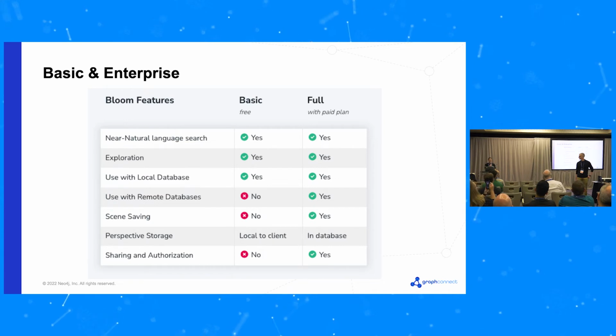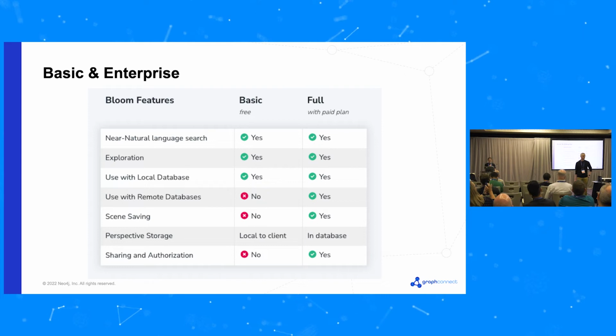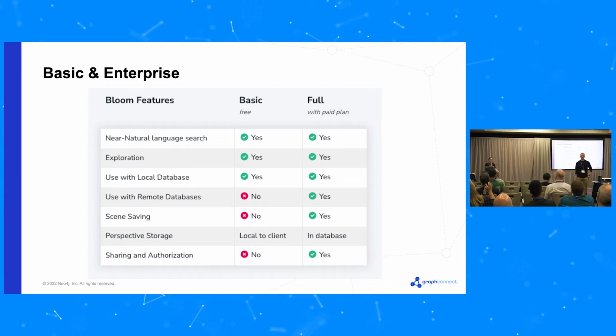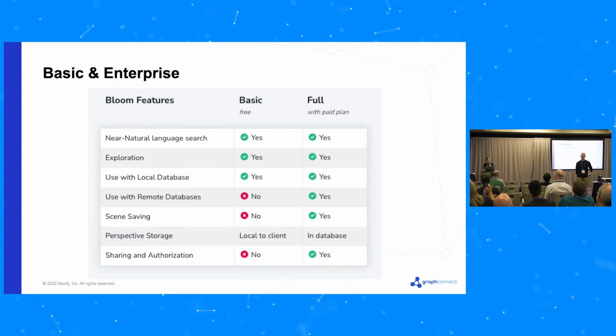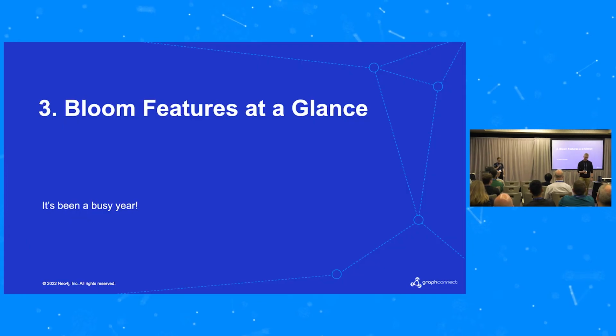So with full access, you can share perspectives and scenes to Neo4j roles. With basic, perspectives can only be shared by exporting and then re-importing it to a local client. Fine-grained access control to enterprise databases will still be respected by both versions of Bloom, however. And with that, over to you, Jeff, for Bloom features at a glance.